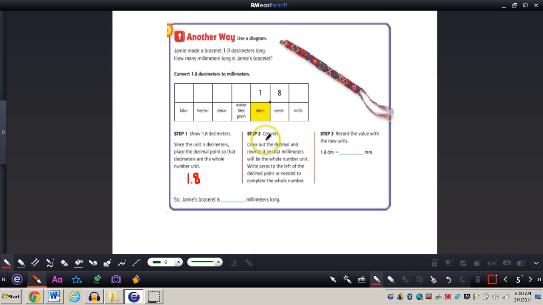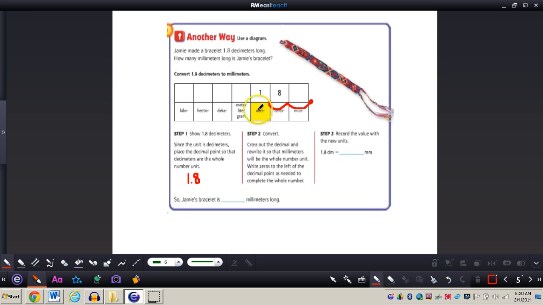Now it says step 2, we want to convert. It says cross out the decimal and rewrite it so that millimeters will be the whole number unit. Write zeros to the left of the decimal point as needed to complete the whole number. So in other words, we need to take this decimal point and convert it, not 1 power of 10 to the right, but 2 powers of 10 to the right. So we're going to put our decimal point right here.